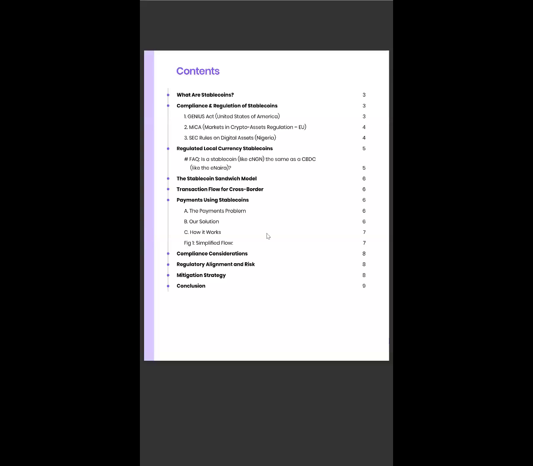Then we hope that I'll introduce everyone to the concept of the stablecoin sandwich, which is a model that's quite popular now globally. Then introduce everyone to what stablecoin transactions look like for cross-border payments and why they improve those transactions. Go a little into some of the payments use cases for stablecoins. Then come back to compliance considerations, regulatory alignment, and risk and mitigation strategies.